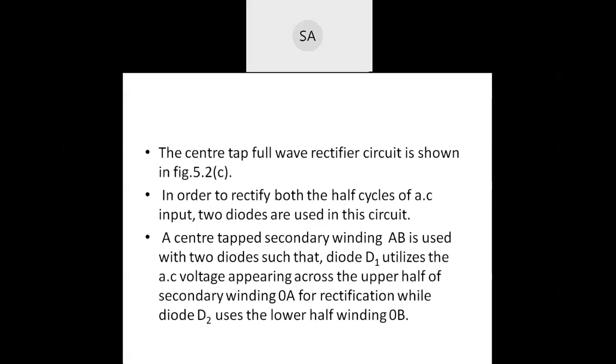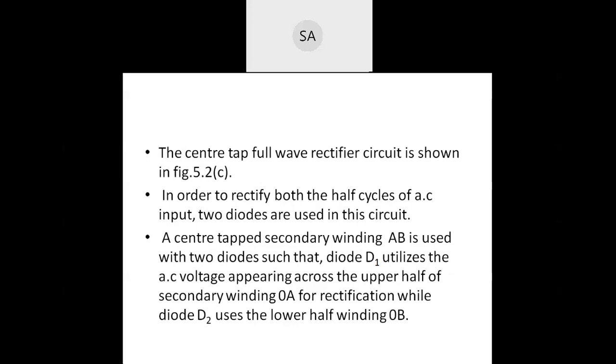So let us discuss the circuit connections. The center tap full wave rectifier circuit is shown in the figure. In order to rectify both half cycles of the AC input, two diodes are used in the circuit. In the half wave rectifier only one diode is used, so only one half cycle is rectified. But in order to rectify both the positive and negative cycles, we are using two diodes.